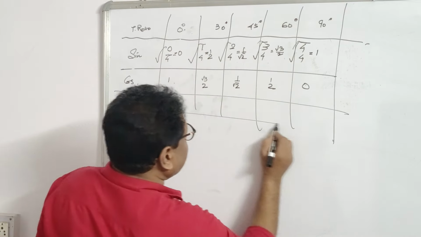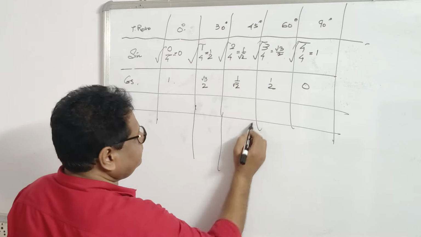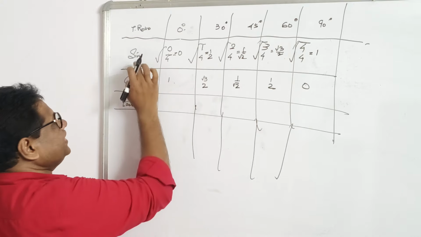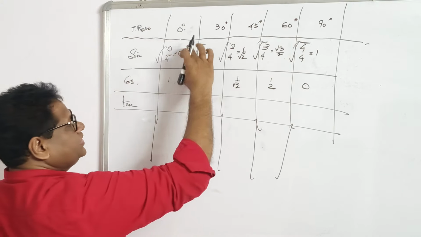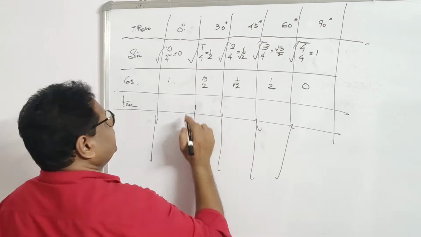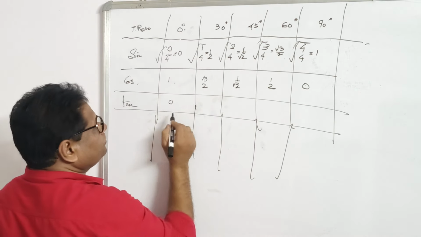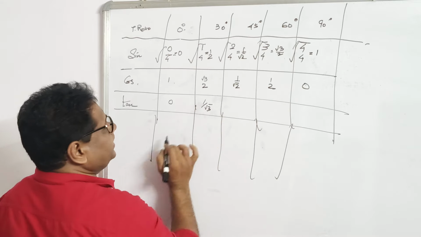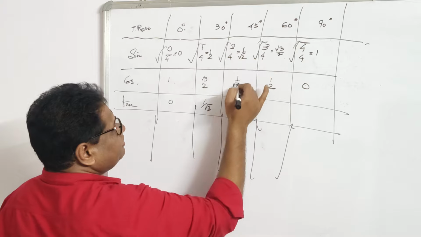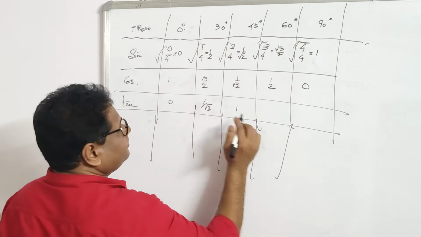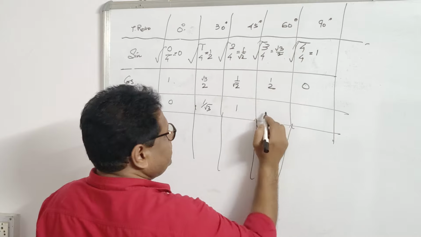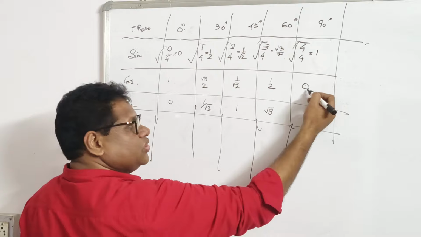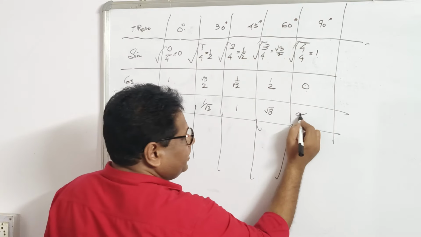Now to write the value of tan, since you know that tan theta is equal to sin theta by cos theta, keep dividing this and you get the values of tan. So 0 by 1 is 0, 1 by 2 divided by this is 1 by root 3, that is the value of tan 30, then dividing this by this we get 1, that is tan 45, then tan 60, this divided by this you get root 3, and for tan 90, 1 divided by 0, since 0 cannot divide any number, we write infinity for this.